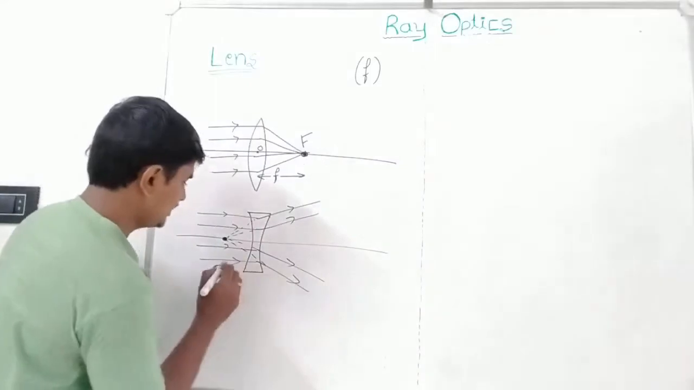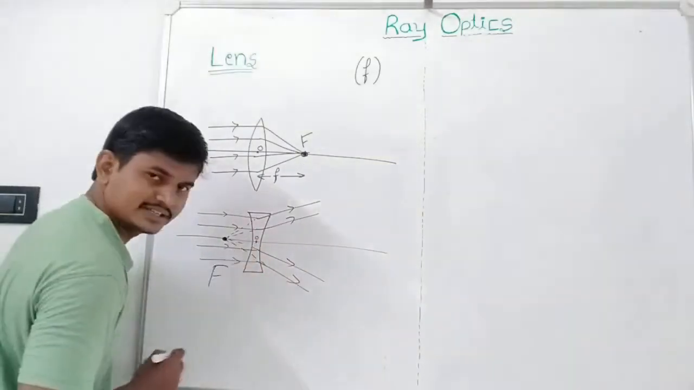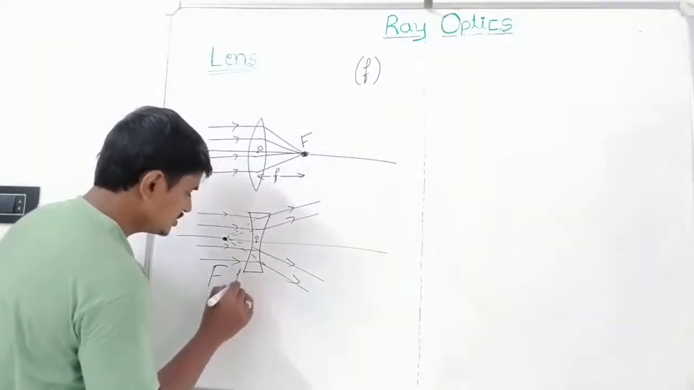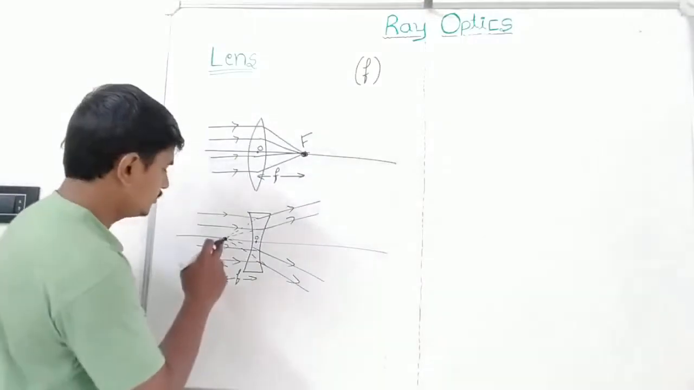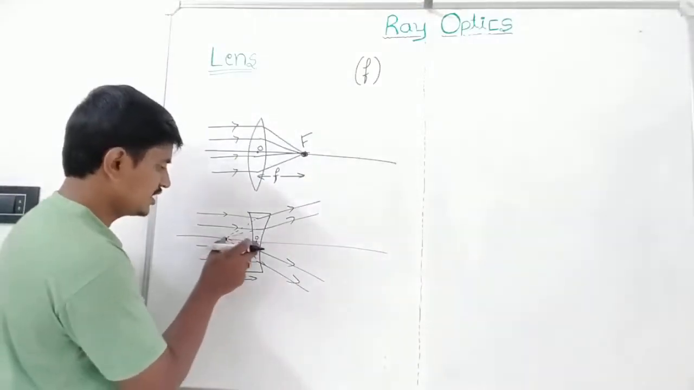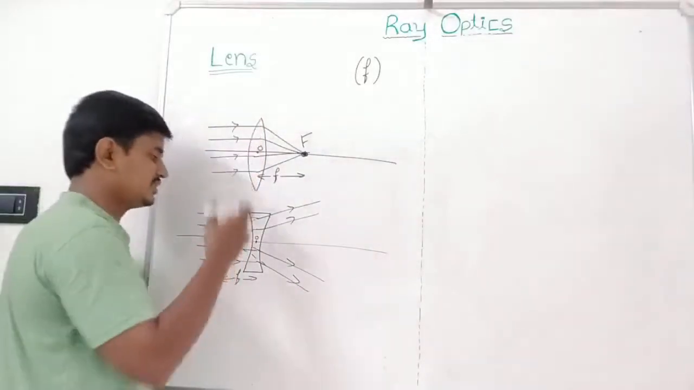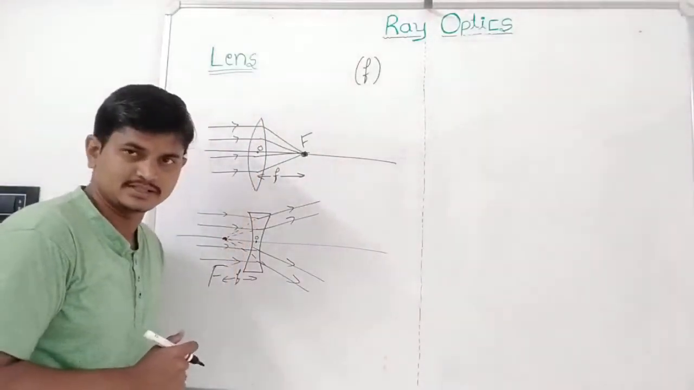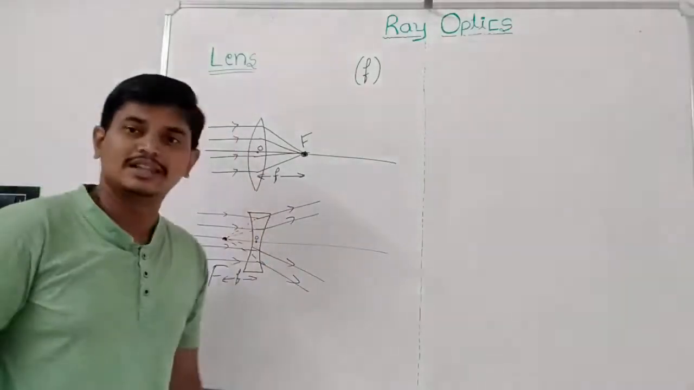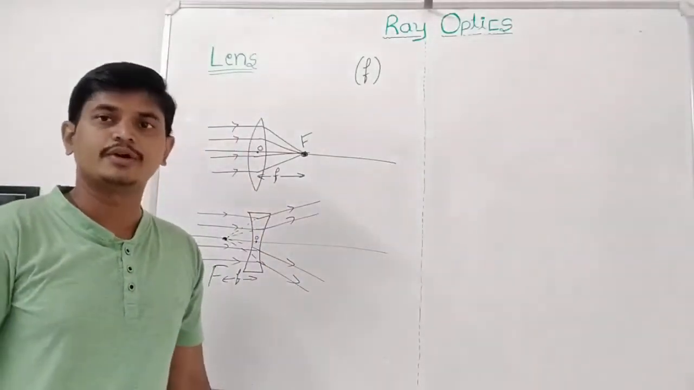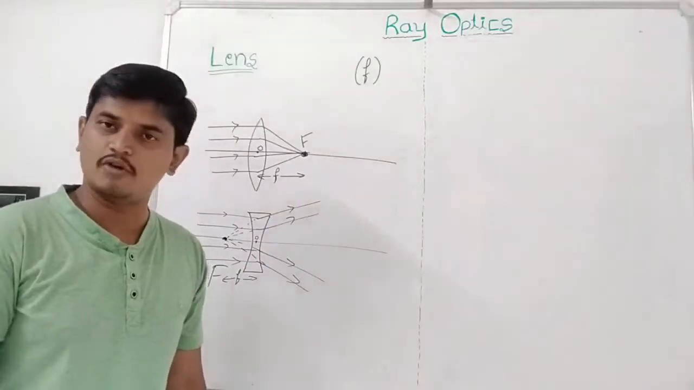Here it is the same case: this is the F and here is the optical center O. Hence the distance from the optical center to the principal focus, this distance we call the focal length, in both convex and concave lenses. These are some definitions or important terms in lenses. Now we are going to derive the lens maker formula.